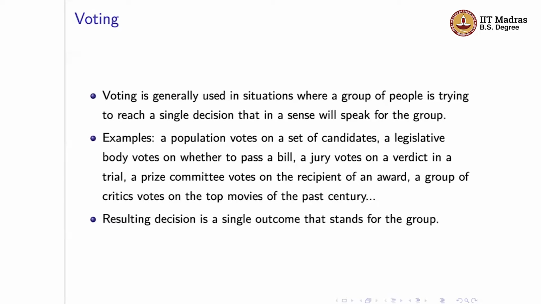You also have votes being awarded for sporting prizes. So every year there is a prize for the best footballer, right? Which is the Ballon d'Or prize. And that is again decided by voting among different experts, right? So what is common among all these cases is that at the end of the day, one single decision comes around, right? That is a single outcome that stands for the whole group, even though the group as a whole may have individuals who have different preferences, right? So that is one common thing.